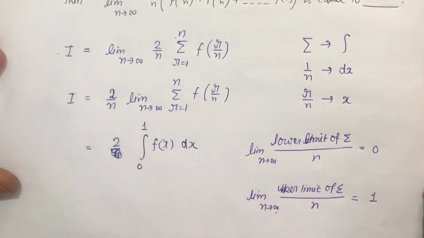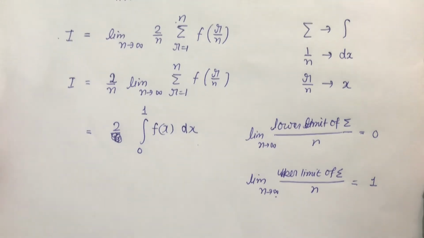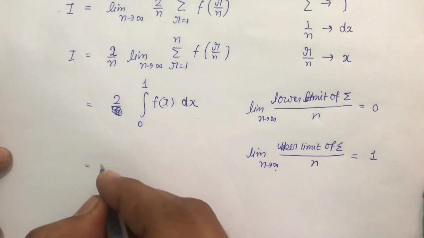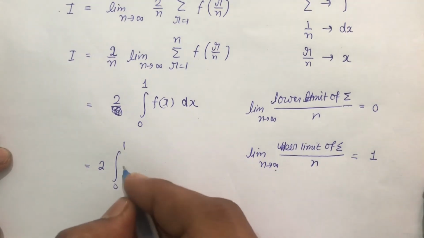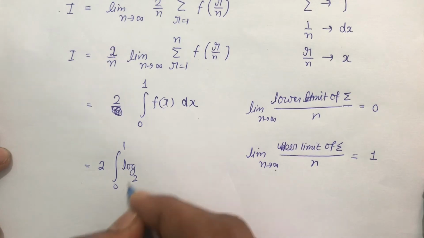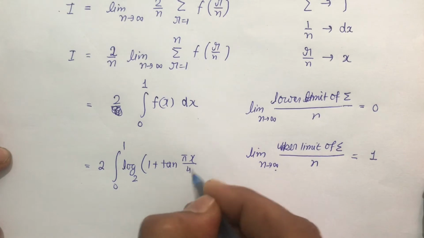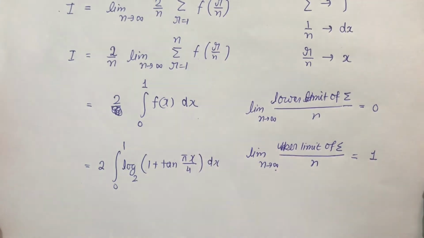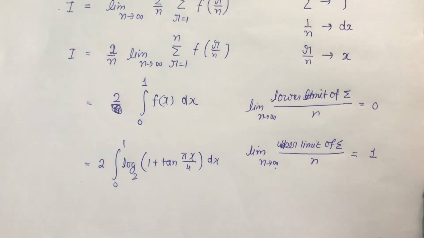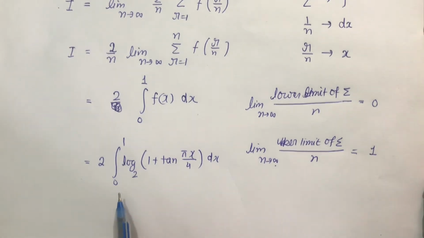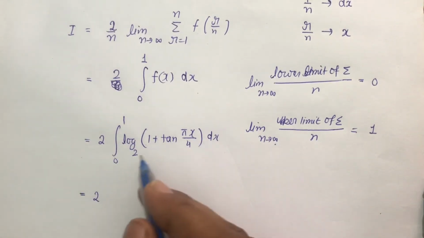So the integral's limit will be 1. That means our limit is converted into the definite integral. Now you simplify this. This is basically twice the integral from 0 to 1 of f(x) dx. f(x) was given to us: log base 2 of (1 plus tan(pi x by 4)) dx. Fine. So from here you can see this is twice the integral from 0 to 1 of log of (1 plus tan(pi x by 4)) to the base 2 dx.